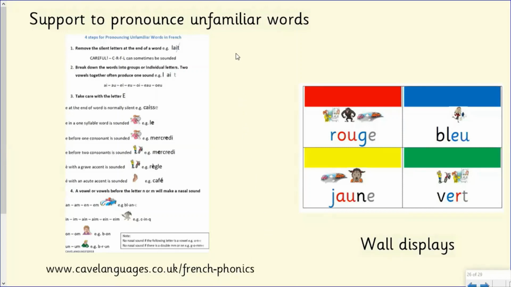It's meant as a very simple 4-step process for seeing an unfamiliar word and thinking about how you're going to pronounce it. So the first thing is to think about silent letters. Second one is to break down any 2 vowel sounds. Third one is to think carefully about the letter E, because it can have any of those sounds. And the fourth one is looking to see if there are any vowels with an M or an N, because that will make a nasal sound.